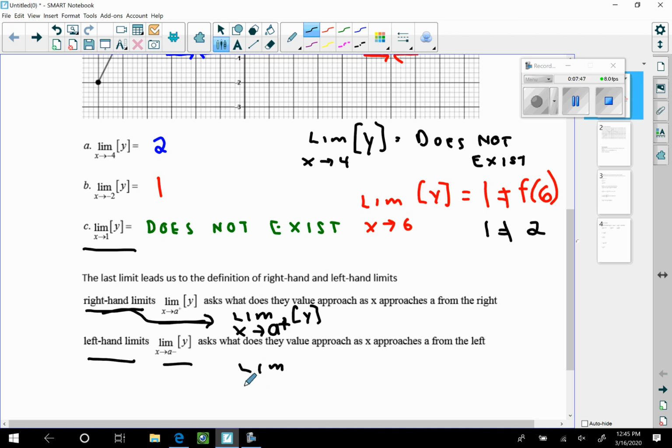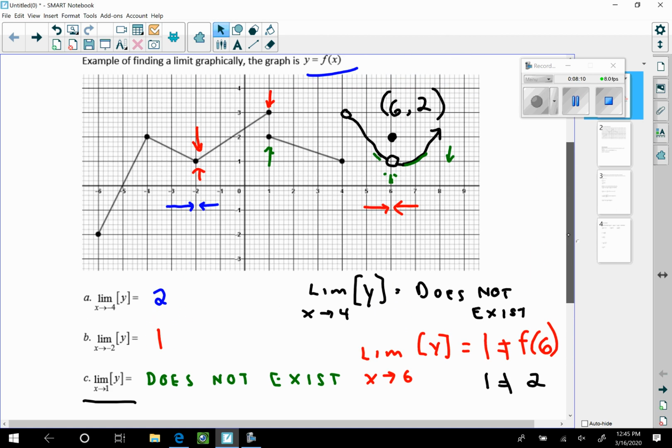This is how we denote a specific limit as x approaches a from the left. So this particular notation for right-hand limit and left-hand limit is going to be very important. And we saw in our graph multiple examples of left-hand, right-hand limit.